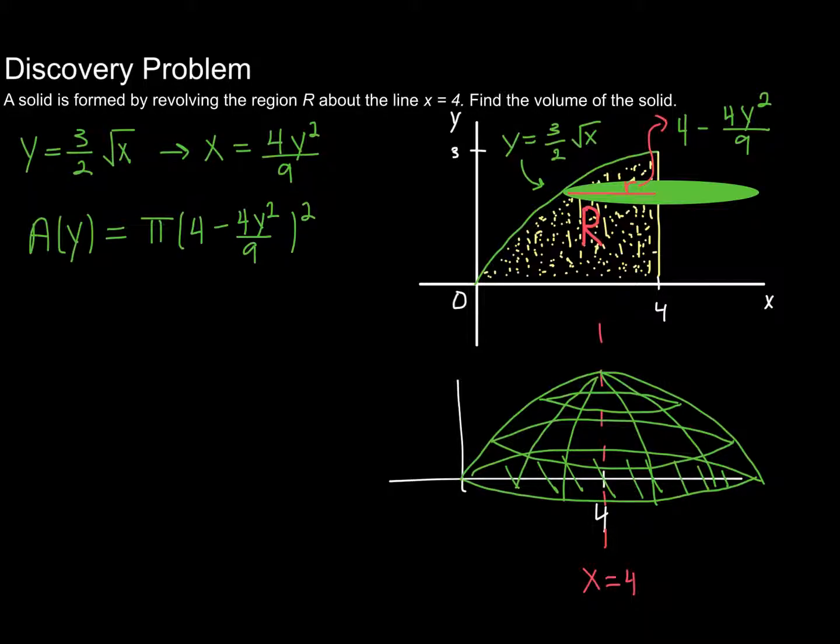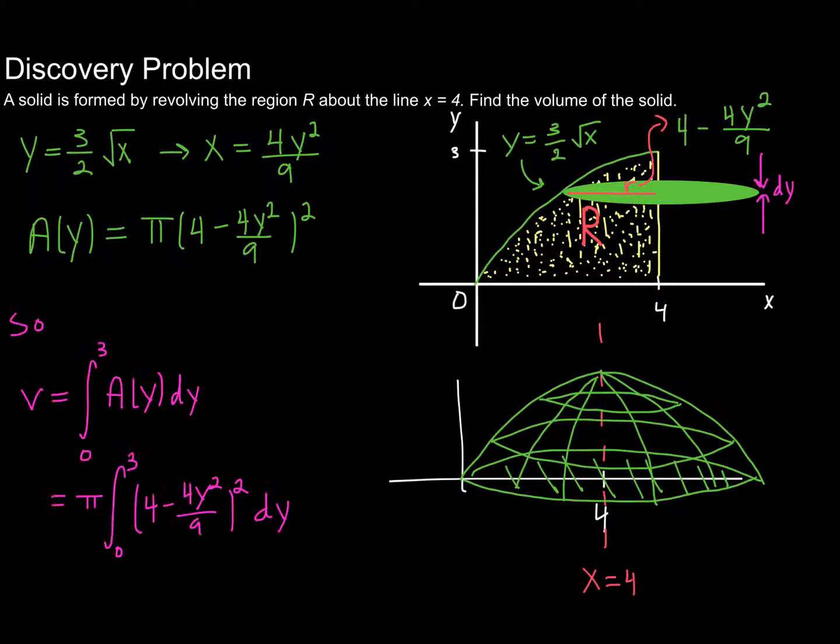Now I can simply incorporate the thickness of my cross-section, dy, and use a definite integral to calculate this volume. And I've written that here. Notice I'm simply applying our definition for volume, and then here I am inputting the function for the area of our circular cross-section, and I factored out a pi here.